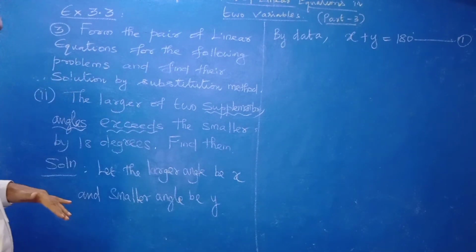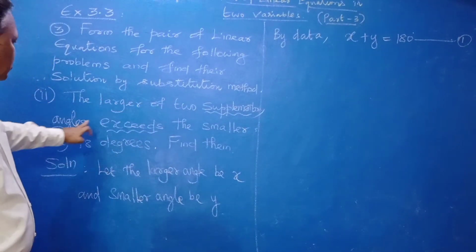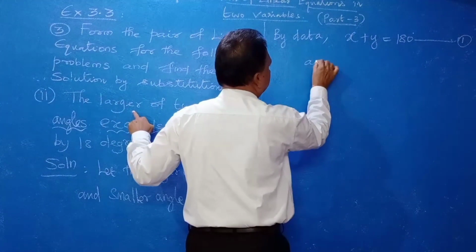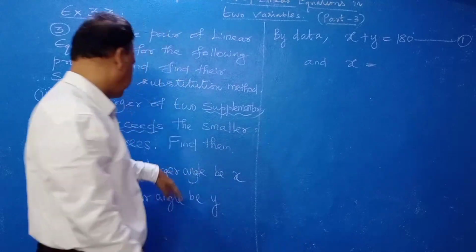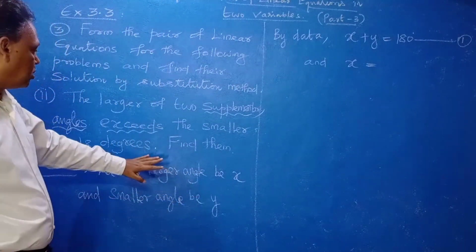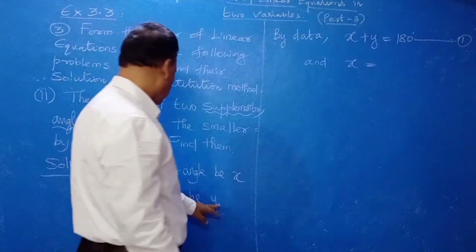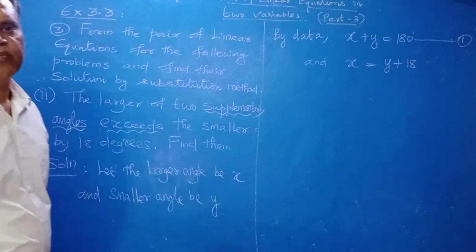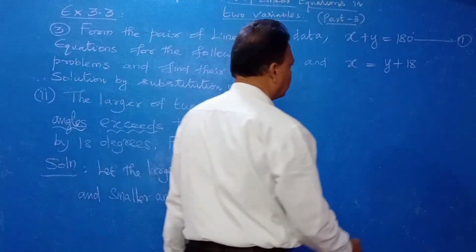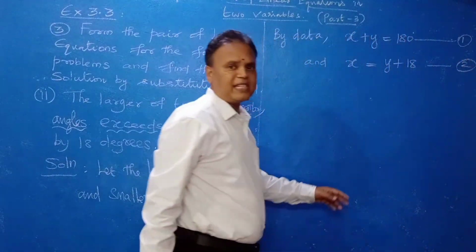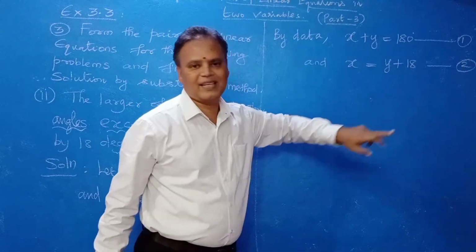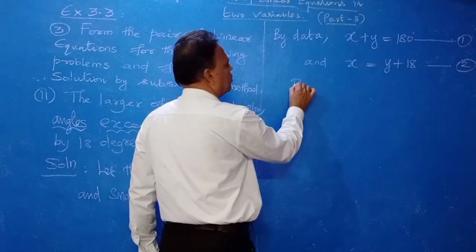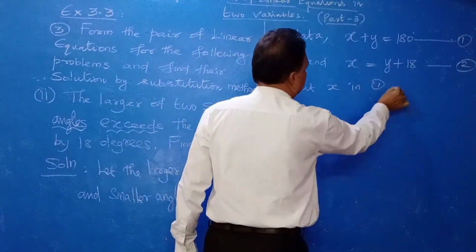Clear? Next, the larger of the two supplementary angles exceeds the smaller one by 18 degrees. What is the larger one? x. And x is equal to, exceeds means more than the smaller one by 18 degrees. That means y plus 18. The smaller one is y, then 18 more. Clear? So this is equation 2. In equation number 2, x is already there. That x you take and put in equation number 1.